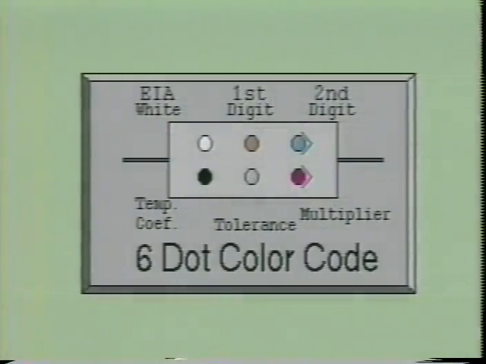The 6-dot code reads clockwise, starting with the left dot. The first dot is usually white. This indicates it uses the Electronic Industries Association code, or EIA for short.